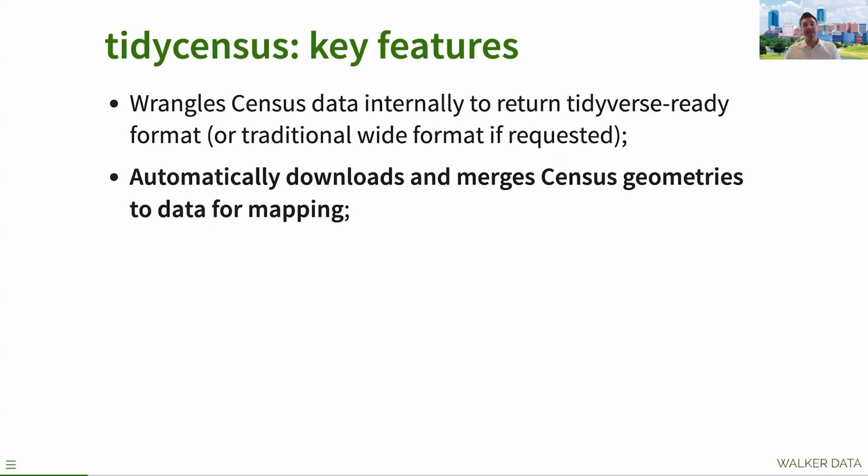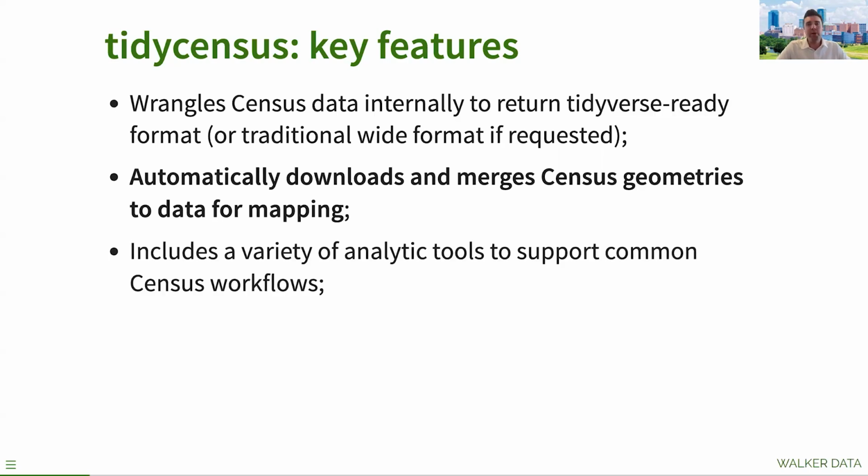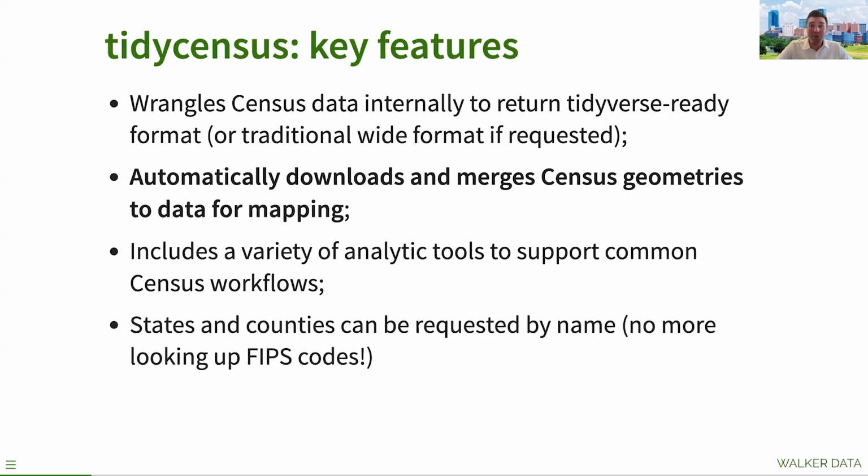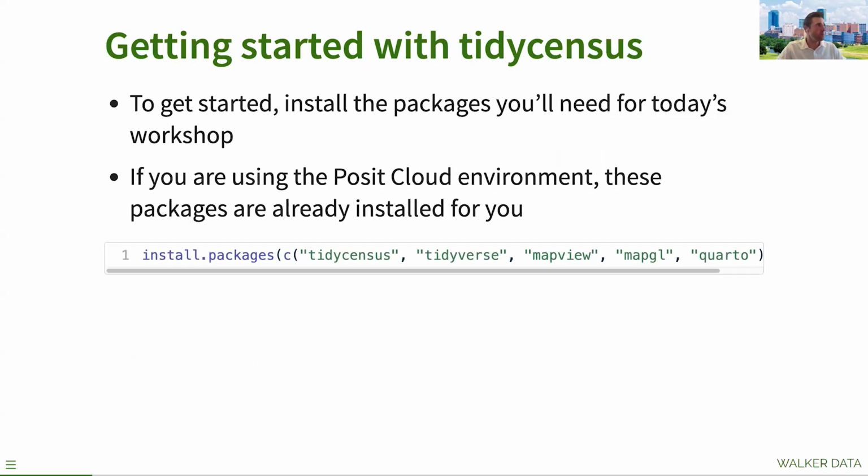So what Tidy Census does is automatically download those census geometries for you for mapping. It also has a number of analytic tools to support census data workflows, and it allows you to look up states and counties by name rather than remembering FIPS codes. This is helpful to me. I know the FIPS code of my state of Texas and my home county, but I don't really have any others memorized, maybe a couple. So this translation that the package does can be quite helpful, and we'll learn how to do all of that today.